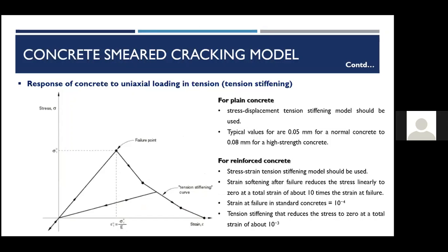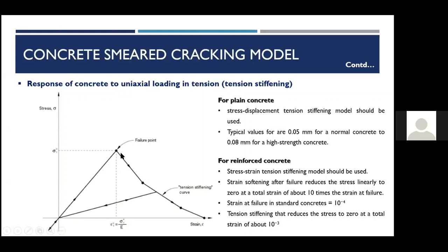Now the response of concrete under uniaxial tension. Here the uniaxial concrete specimen is loaded in tension. Normally the tensile strength is typically 7 to 10% of the ultimate compressive strength. When it reaches 7 to 10% of the compressive strength, the concrete starts to crack.